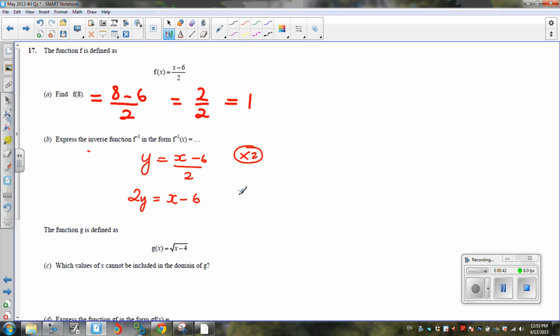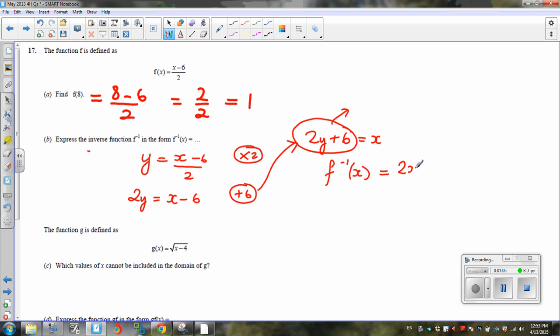And to get x on its own, I'm going to now add 6 to both sides, which means that 2y, if I'm adding 6 to the left, I get 2y plus 6. Add 6 on the right, and I'm left with just x. Now, to find my inverse function, f minus 1 of x, remember we swap, we literally swap x and y, so this becomes 2x plus 6. So that's my inverse function.